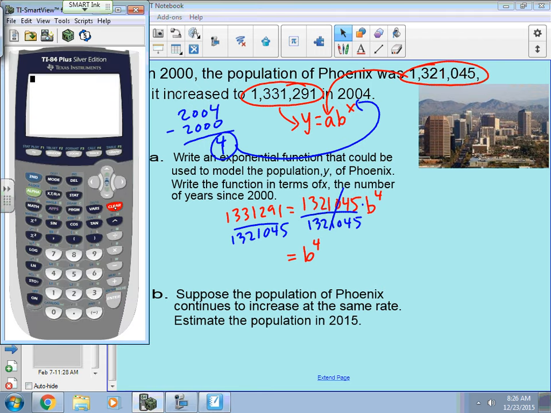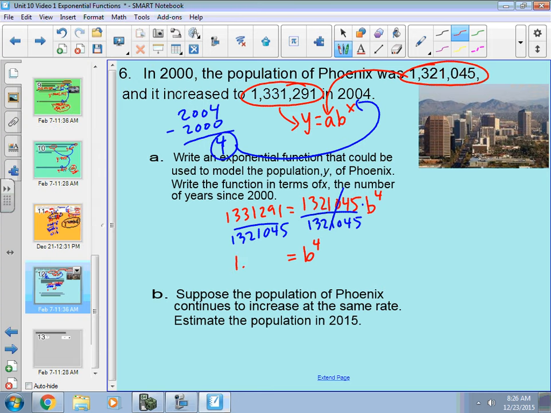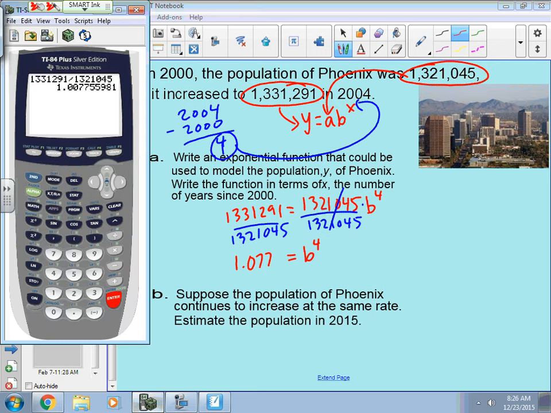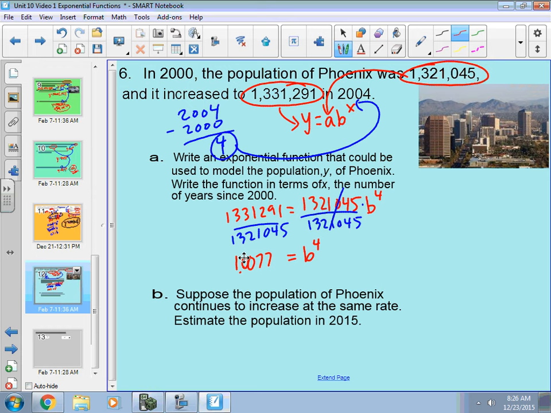So if we type that in, we've got 1,331,291 divided by, and then plug that other number in. And we get a value of 1.0077 and so on. Now leave that number in your calculator. We want to try to always leave as many values as possible so that our value is going to come out right. So for now we can write down some of these, but keep that number in your calculator because we're not done here.